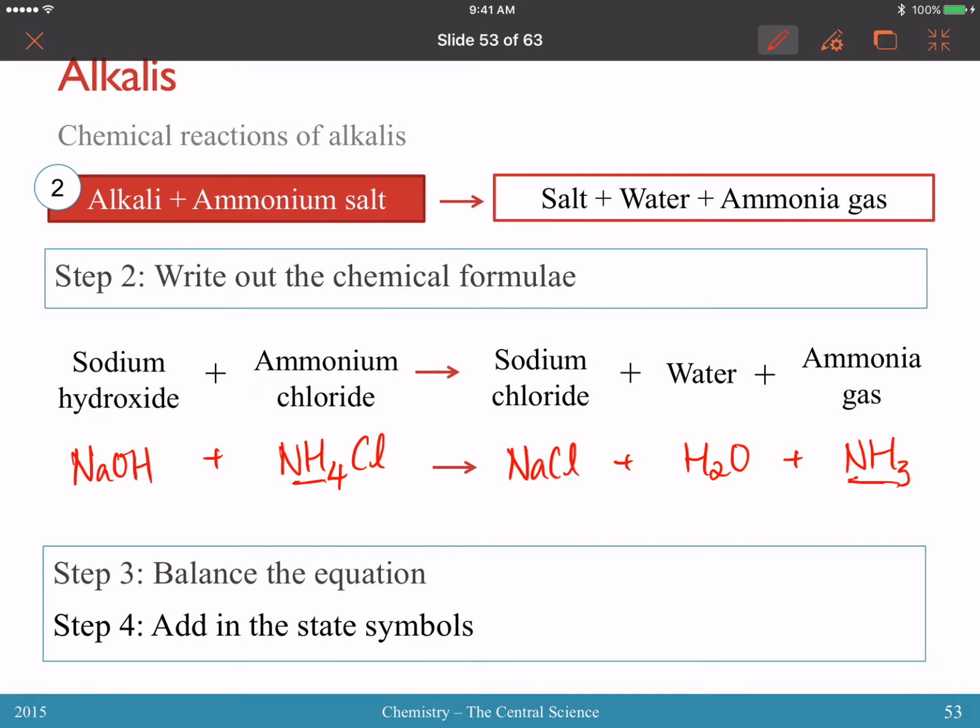They are different. So let's check, is it a balanced equation? Yes, it is. Now let's add in the state symbols. As I mentioned, this is an alkali, so it's in aqueous state. Ammonium chloride, if we recall the solubility of chlorides, is a soluble salt. Sodium chloride is also a soluble salt. Water is a liquid and ammonia gas is a gas. So this is the balanced equation.